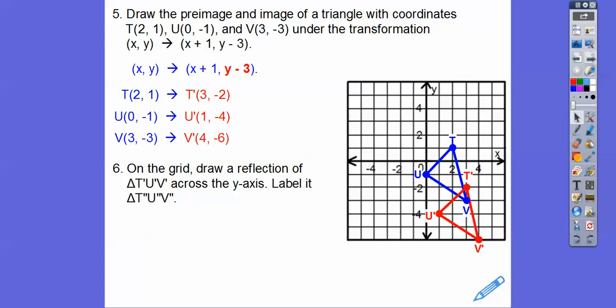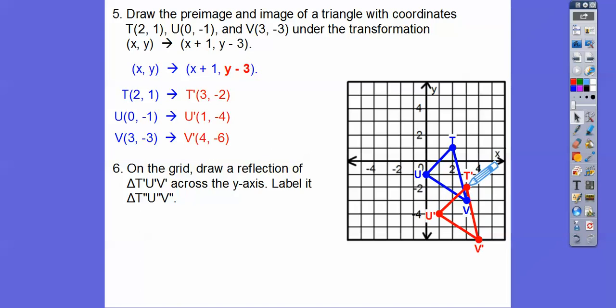Now can you see that plus 1 with the x means it goes to the right 1, and minus 3 with the y's means it goes down 3. Look at this, can you see this blue triangle just went to the right 1, down 3? Can you see that? Now number 6 says draw a reflection over the y-axis. Here's the y-axis. So this U prime is going to go right here to be U double prime.